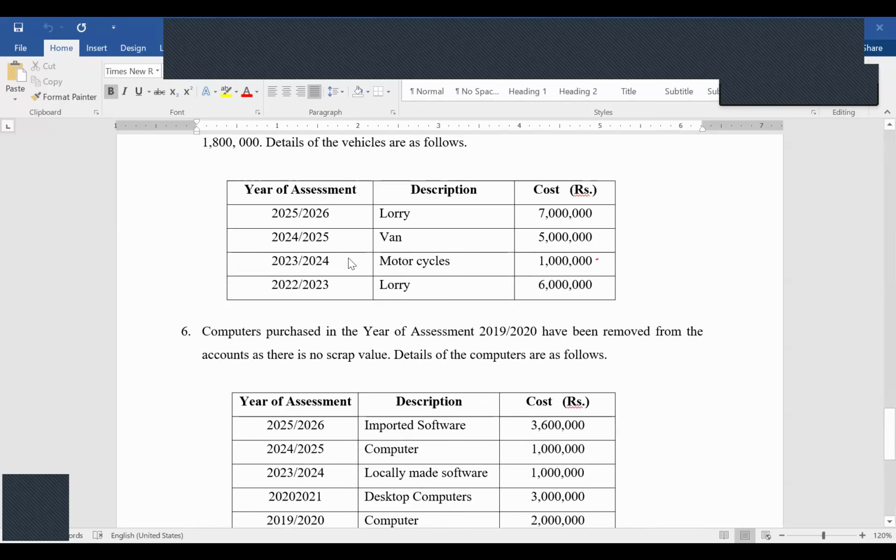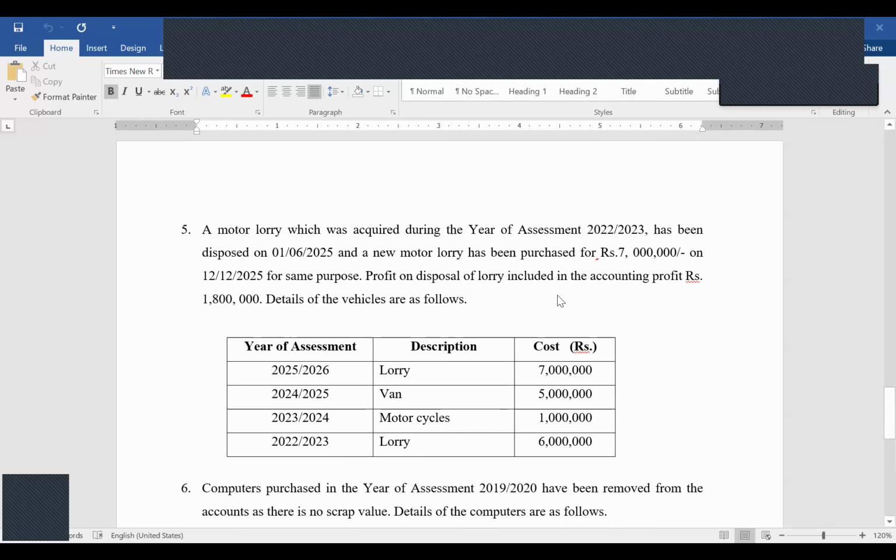Then for the balance vehicles, we have to grant capital allowances, because for the assets disposed of during the period, we cannot grant capital allowances. Only profit or loss should be calculated for them. For the balance assets, we have to calculate capital allowances. Since this is a lorry, capital allowances can be granted. Since this is a van, capital allowances can be granted. Since this is a motorcycle, capital allowances can be granted. Lorry also, capital allowances can be granted.